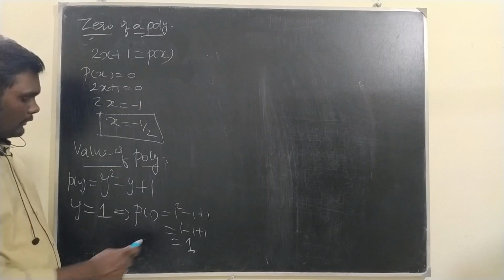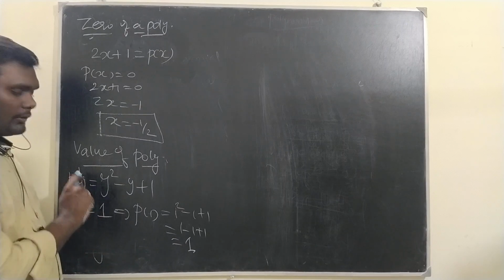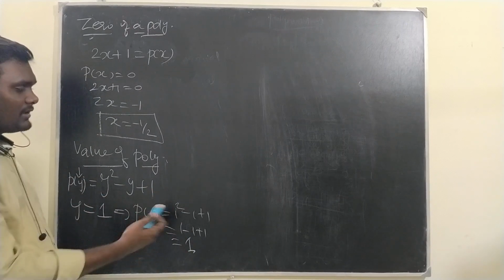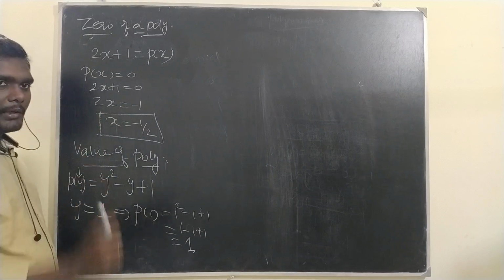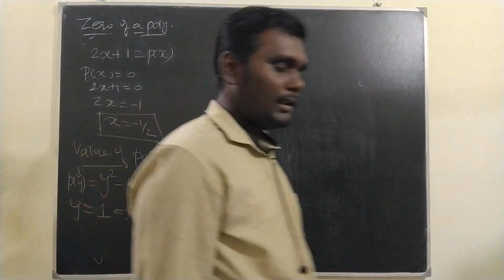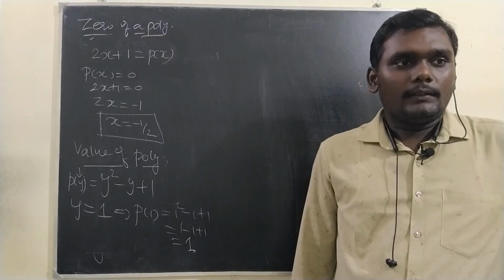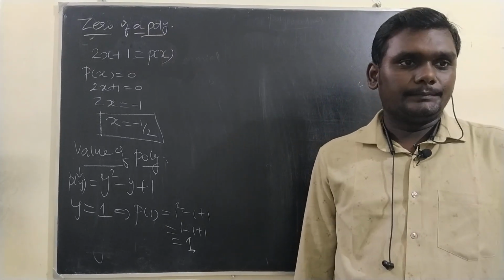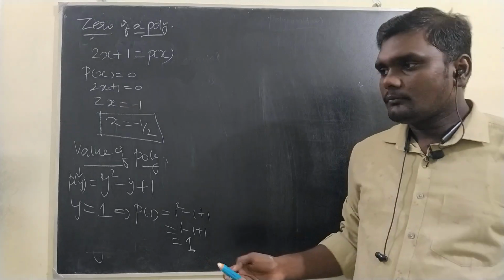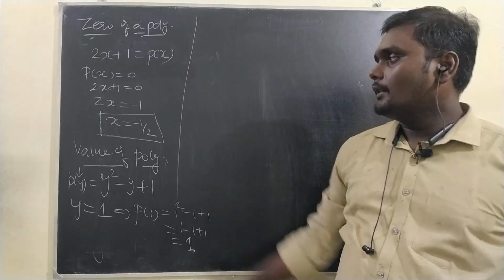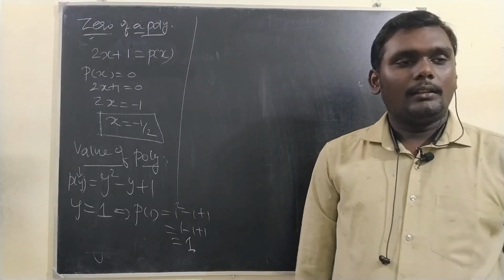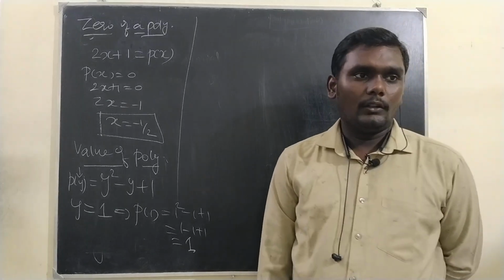So, when a particular value is substituted, the value of the polynomial becomes 0. When a particular value is substituted and the value of a polynomial becomes 0, then that particular substituted value is called a zero of a polynomial. And there are ways to find this zero of a polynomial.